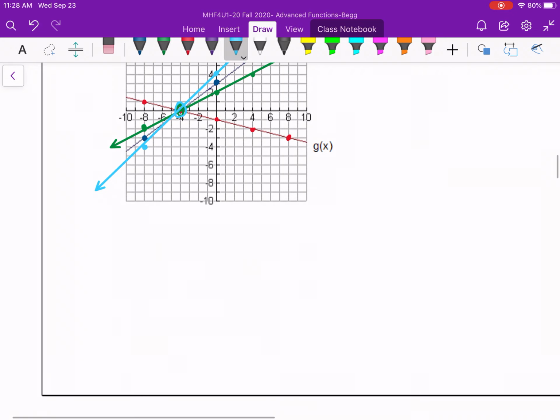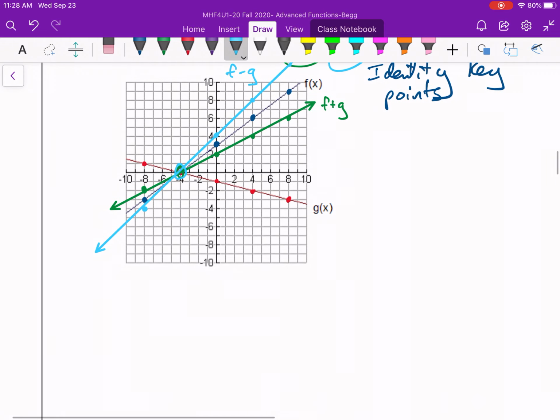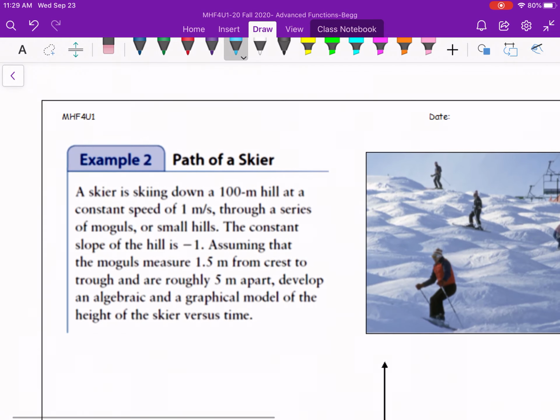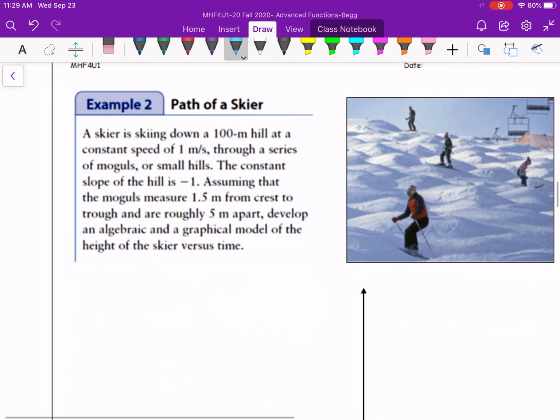So we can do it with graphs. Last example: a skier is skiing downhill. It's 100 meters long at a constant speed of 1 meter per second.